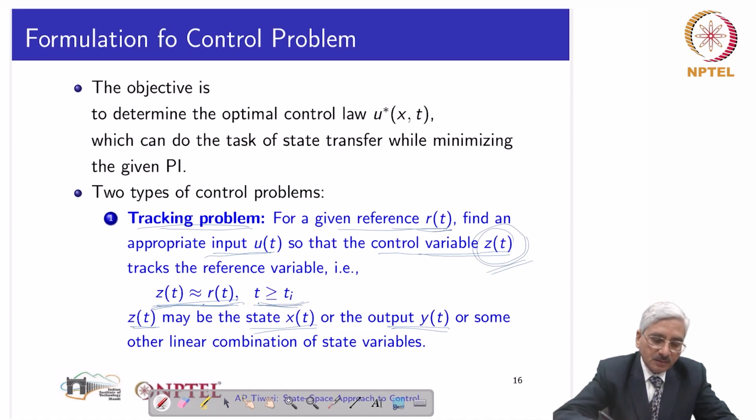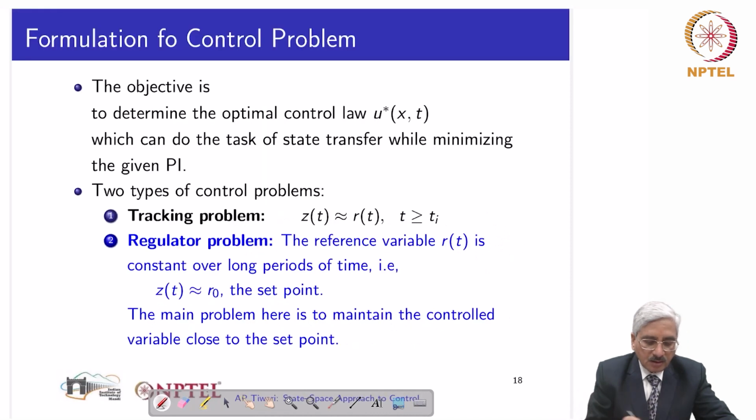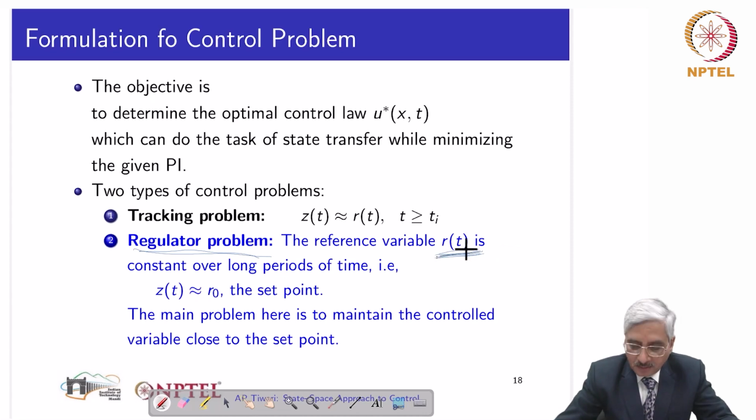The other one is called the regulator problem, and the regulator problem is basically characterized by the fact that R(t) is generally constant. R(t) doesn't vary with time or varies only very occasionally with time, so that most of the time R(t) is equal to R0 over long periods of time.